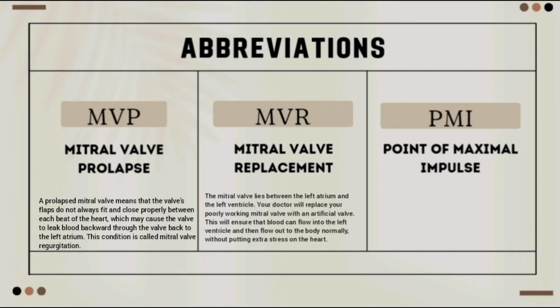Mitral valve replacement. The mitral valve lies between the left atrium and the left ventricle. Your doctor will replace your poorly working mitral valve with an artificial valve. This will ensure the blood can flow into the left ventricle and then flow out to the body normally without putting extra stress on the heart.